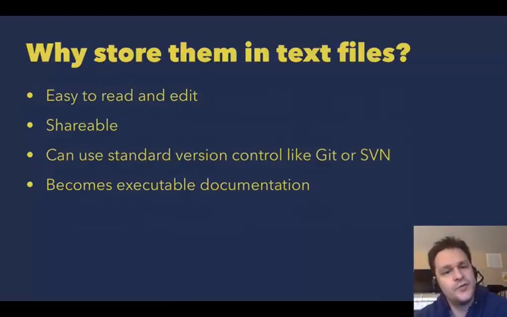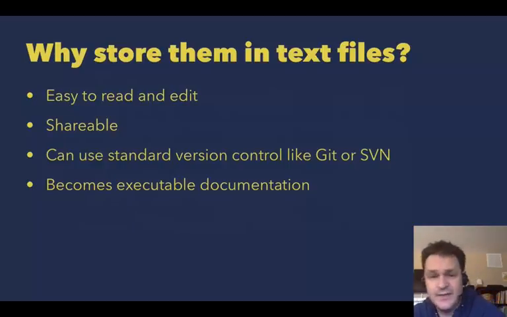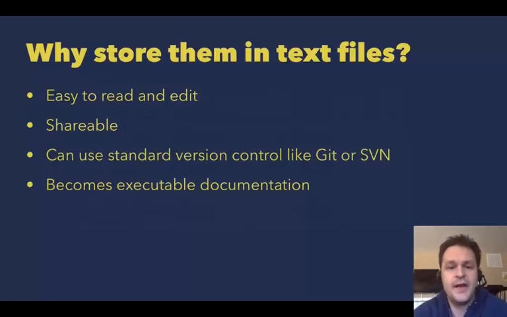So why do we store them in text files, though? Why not something like XML or something along those lines? We do that because it's easy to read and it's easy to edit. If you can read it without spending a lot of time trying to use some sort of tool, it makes it more shareable. It makes it something that I can just send to a colleague or a friend. And even more importantly, it becomes easy to use in some sort of version control system like Git or GitHub or Subversion or any of those kinds of tools.